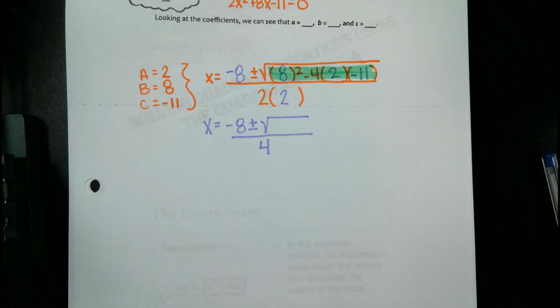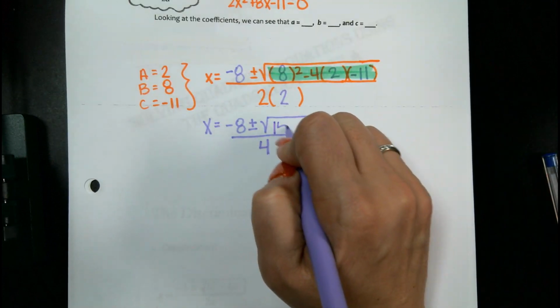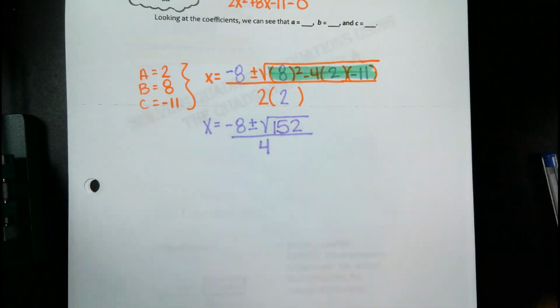Hmm, 6488. Yep. Should be 152. Is everybody getting 152? Well, make sure you're getting 152 because that's what it is.